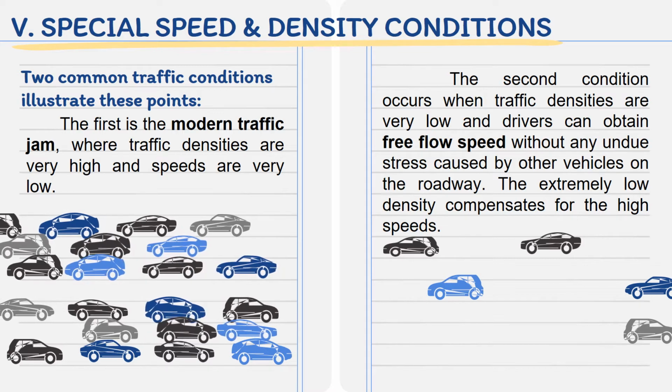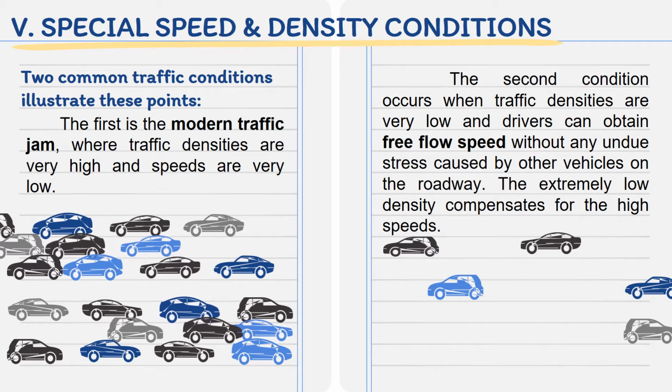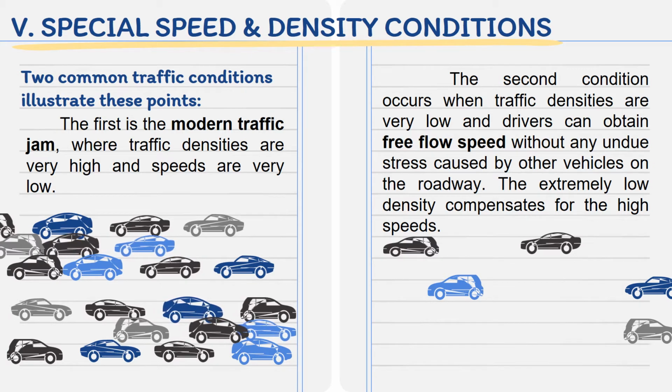The second condition occurs when the number of vehicles is very low and drivers can obtain free flow speed without any undue stress caused by other vehicles on the roadway. The extremely low density compensates for the high speeds.